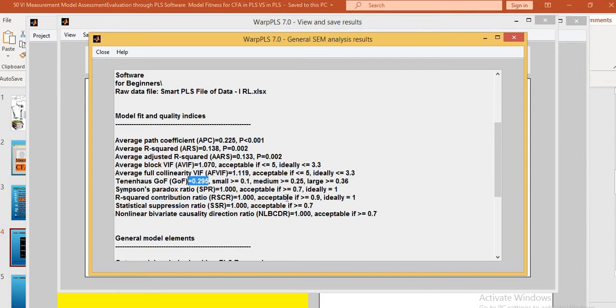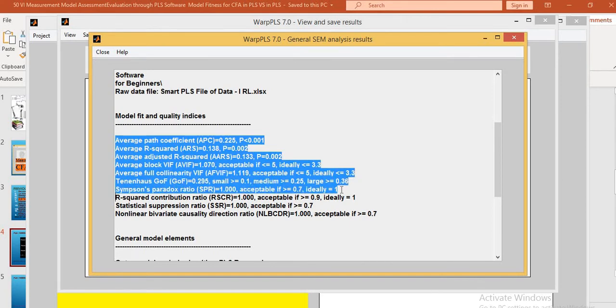And then there is the SPR. It should be 1 and acceptable if it is above or equal to 0.7. In my case it is 1 and it is ideally acceptable. So these are the statistics which a researcher needs to show in their paper or in their thesis as the model fitness indices.